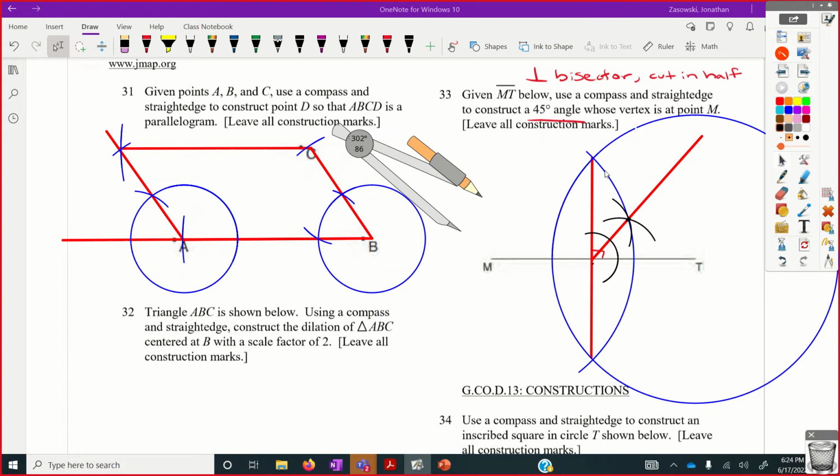So I would need to see the perpendicular bisector, the line down, the circle, and then the two arcs here with a line going out.